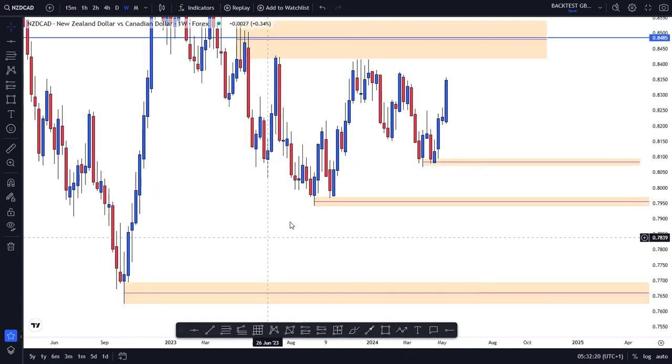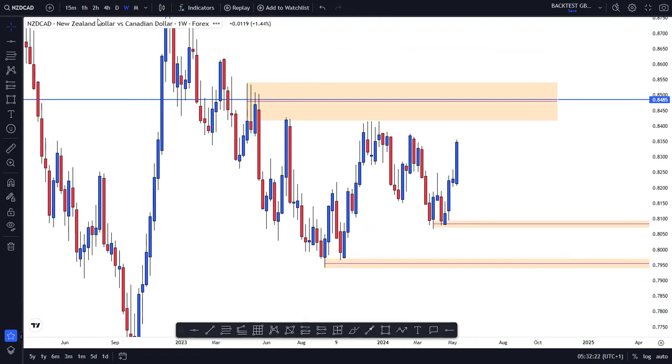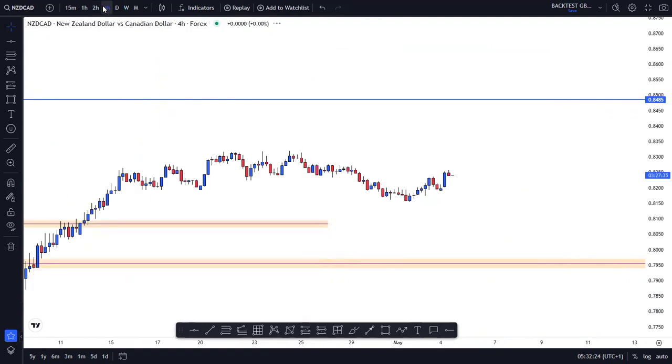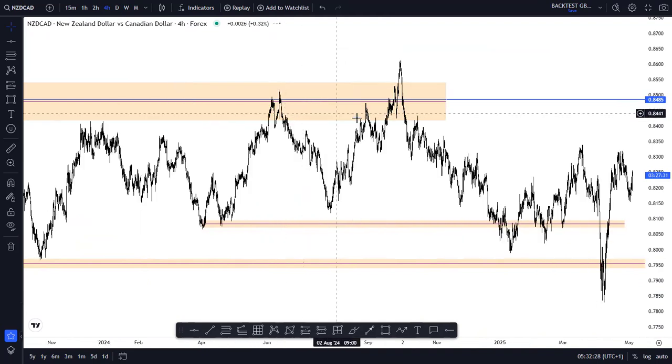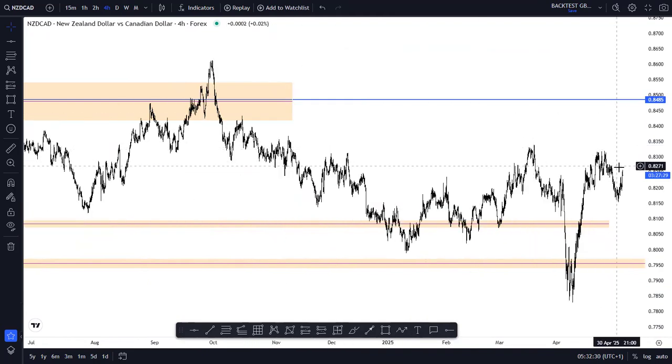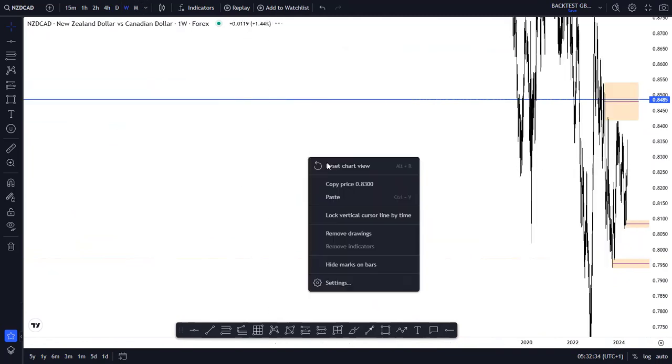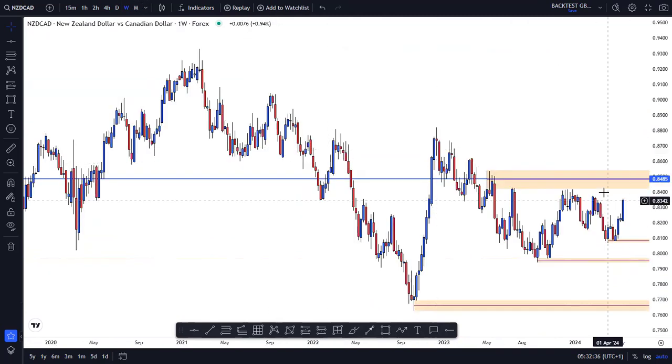We also have a lot of key levels below. So this is on the weekly time frame. So let's go down to the 4-hour time frame to see if we can get a harmonic setup into that key level. Let me go back again. Just refresh.